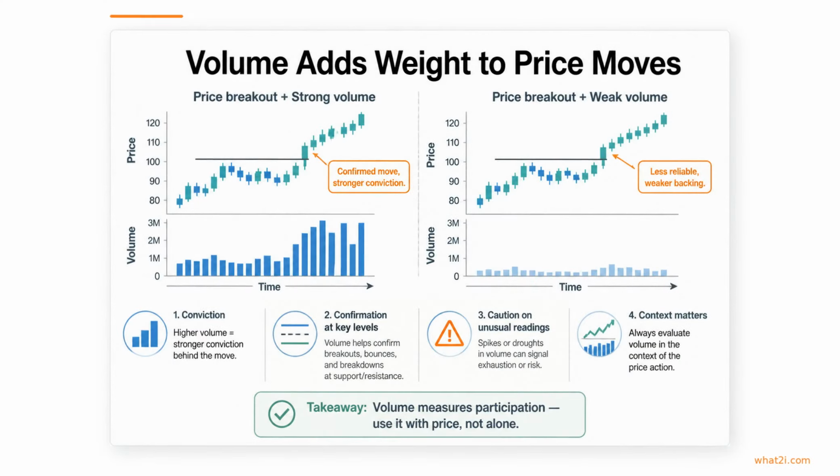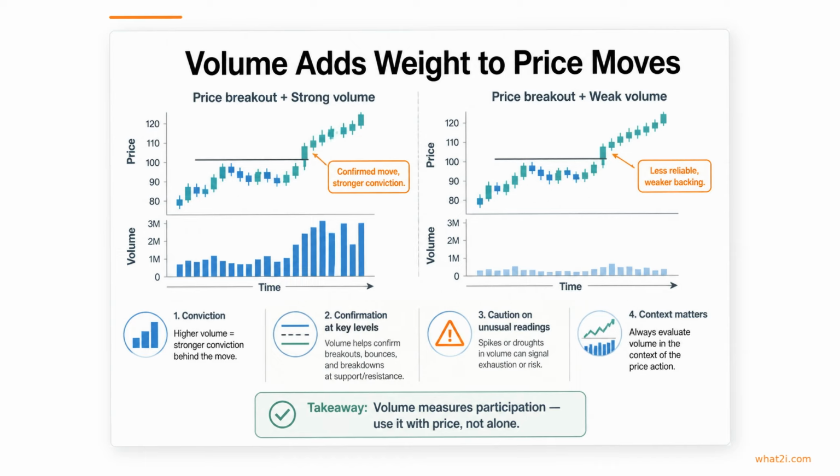The key idea is that volume measures participation, not direction, by itself. Strong volume can add weight to a breakout, a trend continuation, or a reversal attempt because it shows broader involvement. Weak volume can make the same price move look less reliable, especially at important chart levels. That is why volume is most useful when you combine it with trend, support, and resistance and overall chart context. Think of price as showing the move and volume as showing how many traders are standing behind it. Together, they give you a more complete picture than either one alone.